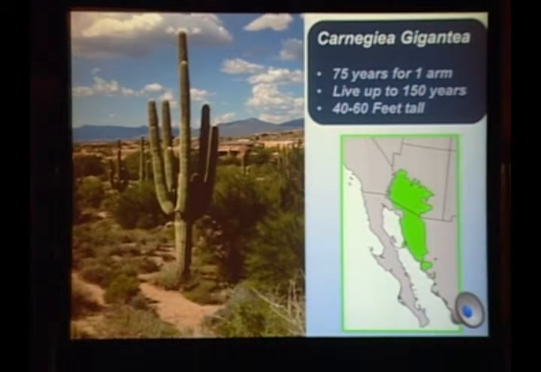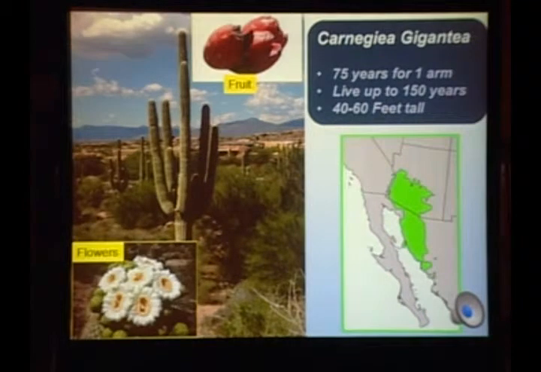And while there, I have become quite fascinated with the desert, in particular, the poster child of the desert, the saguaro cactus. The saguaro, Carnegiea gigantea, takes 75 years to develop an arm. It can live up to 150 years. It can grow to 40 to 60 feet tall. It can develop fruit as well as have lovely flowers.